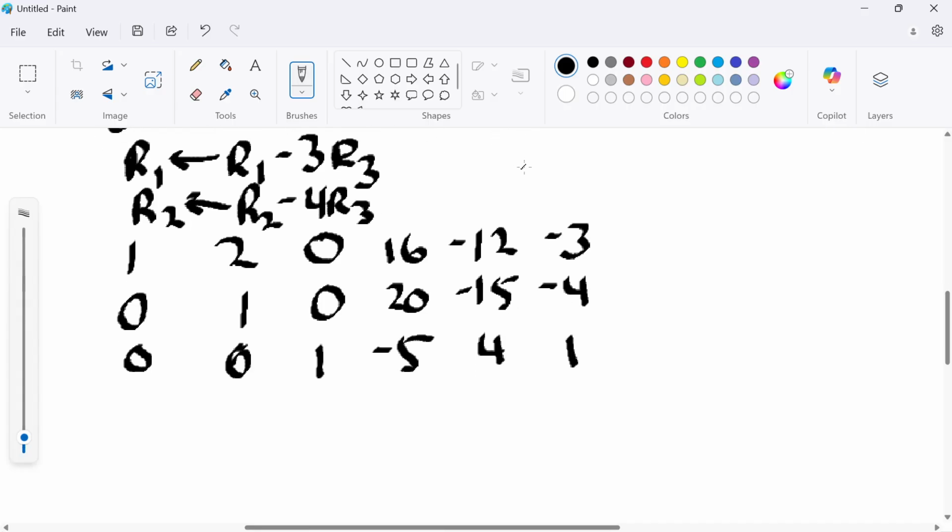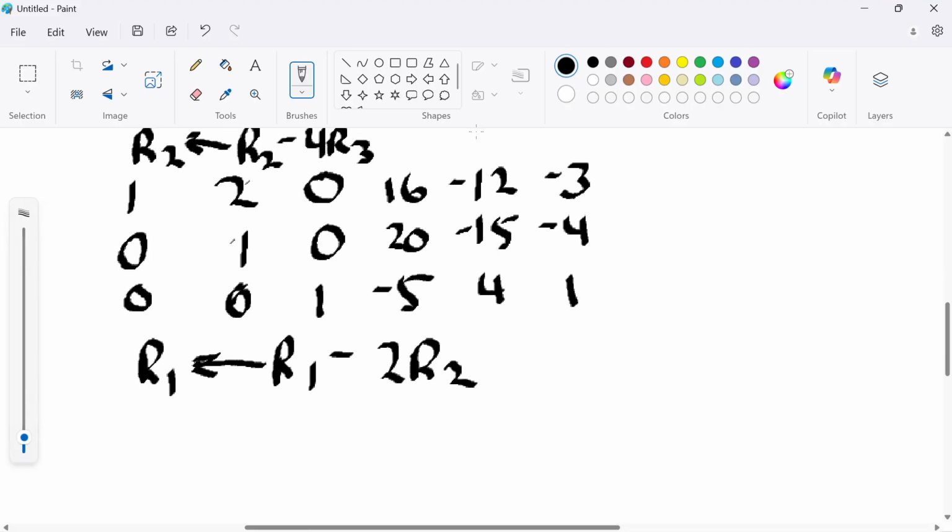Now I just have to finish row 1, and I'm going to get that by doing row 1 minus 2 row 2, because 2 minus 2 times 1 is 0. Then I'll be done with row 1. So this is 1 minus 2 times 0 is 1. 2 minus 2 times 1 is 2 minus 2, which is 0. 0 minus 2 times 0 is 0. 16 minus 2 times 20. Oh my goodness. 2 times 20 is 40. 16 minus 40 is negative 24.